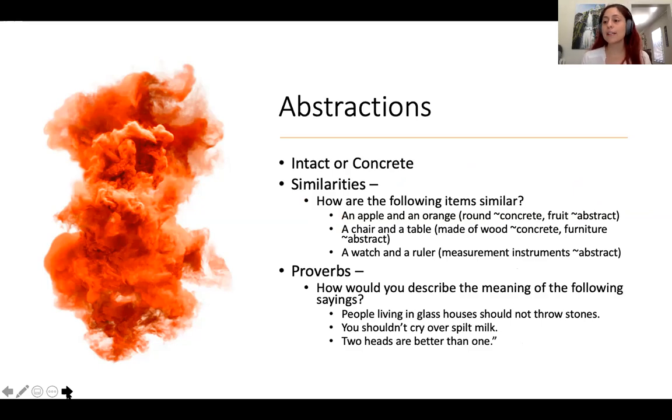Okay, next, abstractions. And here we're looking at how the client thinks. Are they very concrete in their thought process, or are they able to abstract concepts? And you can assess this by asking how items are similar. So for example, how are an apple and an orange similar? And you'd expect them to say things like they're round or they're fruit. Right? You could also check to see if the client understands certain proverbs, if they make sense to them. So you could ask, how would you describe the meaning of the saying, two heads are better than one, and seeing if what they come up with makes sense. Okay? And you would indicate intact or concrete.